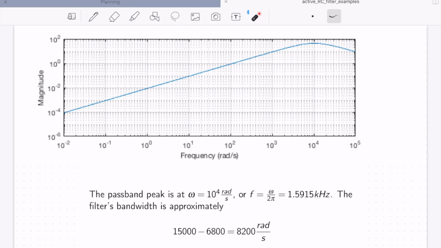If we look, it looks like the peak right here, and of course we're estimating, but it looks like that peak is right at 10 to the 4th radians per second. And we can put that in frequency by dividing omega by 2 pi, and that gives us 1.5915 kilohertz.